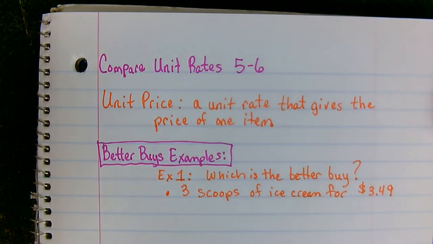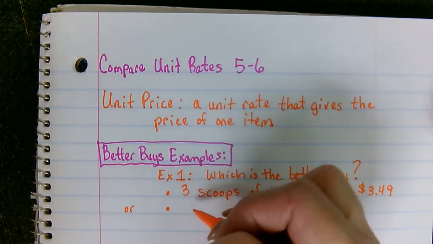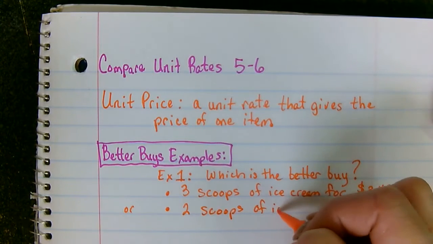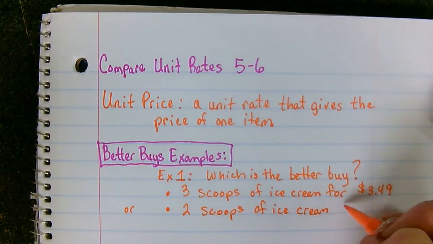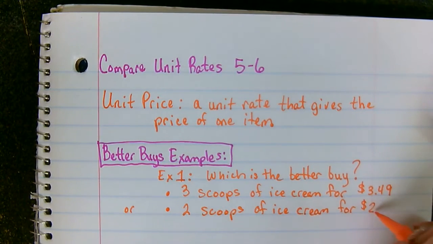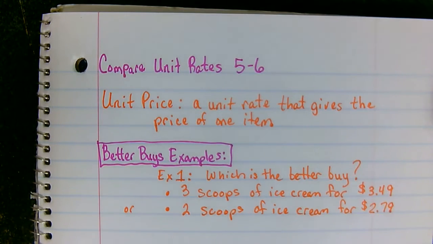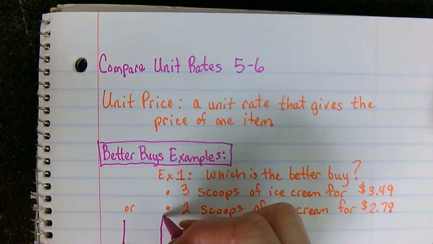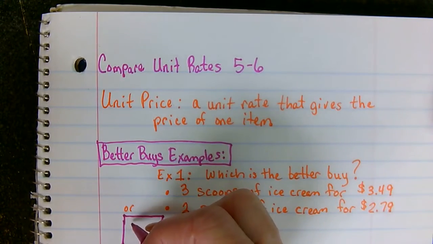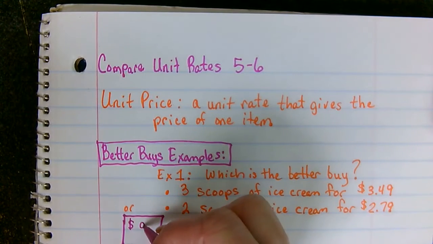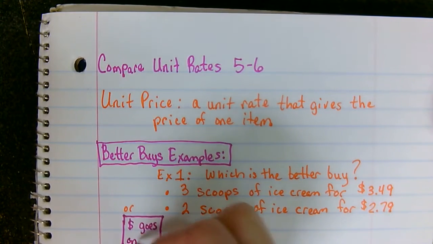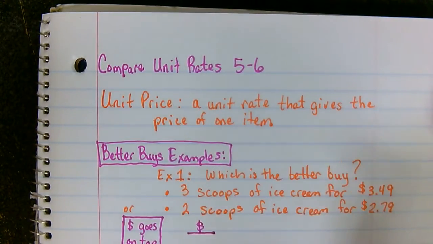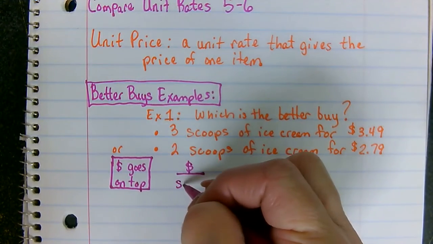Nowadays that's actually a pretty good deal. Or 2 scoops of ice cream for $2.79. Okay, let's compare those two. We're going to start by understanding that when we make these unit rates as a ratio, the dollar sign or the cost goes on top. Okay, so that means cost per, remember fraction bar means per, scoop.